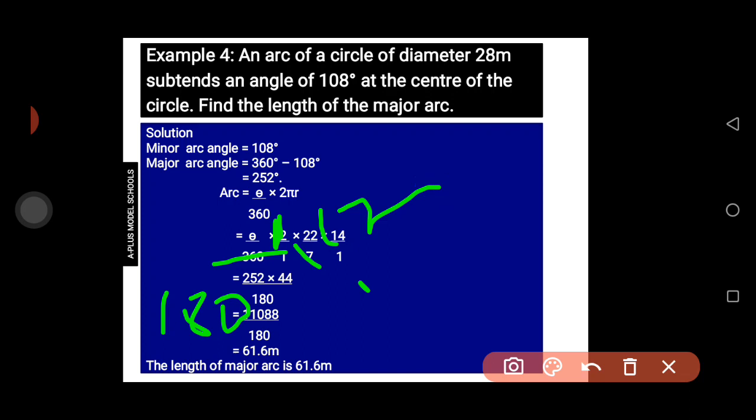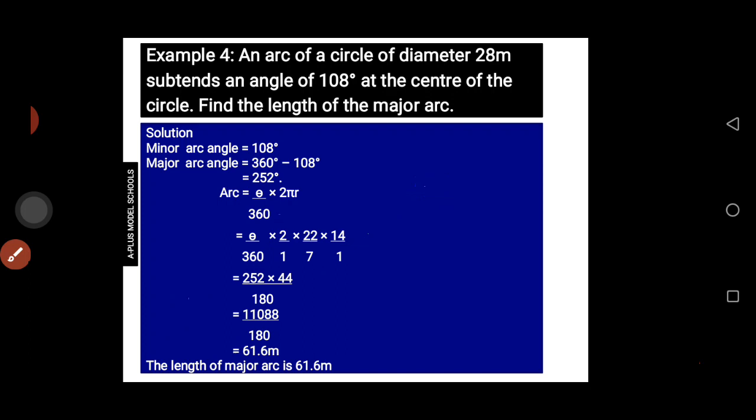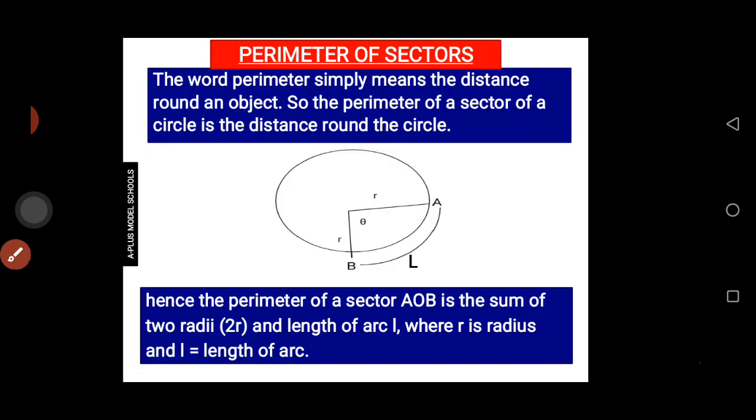So I have 252 times 22 times 2 all over 180, which is 252 multiplied by 44. That will give you 11,088 divided by 180. That is 61.6 meter. So the length of the major arc is 61.6 meters. So that is for the length of an arc.